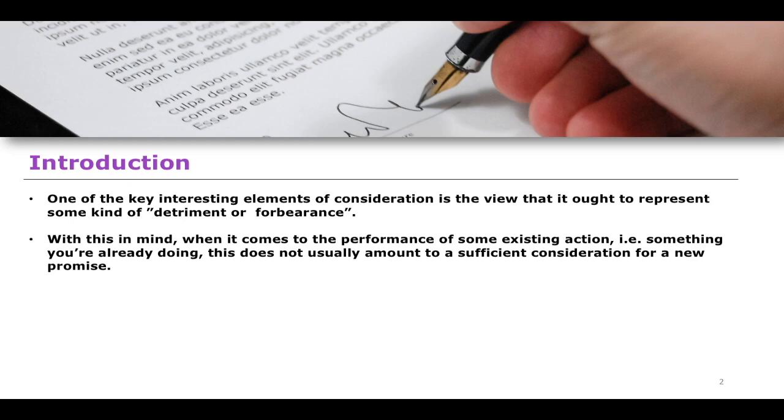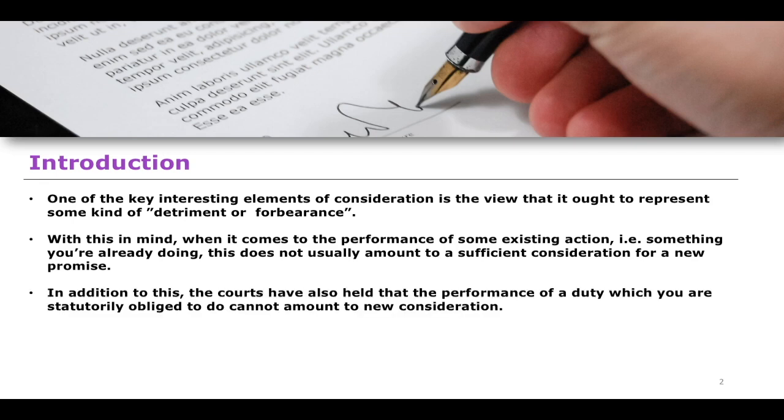So if we are thinking about creating a new contract and the consideration for that new contract, and I say that my consideration for my end of the bargain is to continue to do the thing that I'm already doing, this usually does not amount to sufficient consideration for a new contract. When we think about sufficient consideration for a new promise, we have to think about a new detriment and a new forbearance in relation to the action that we are performing.